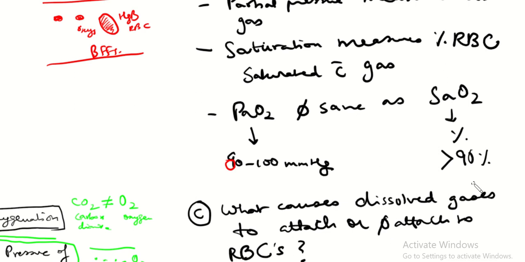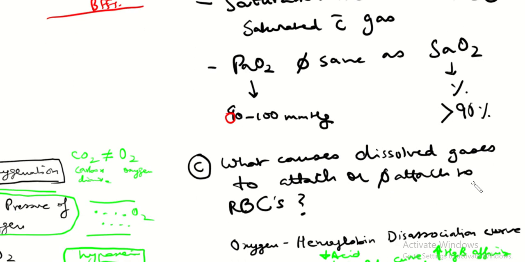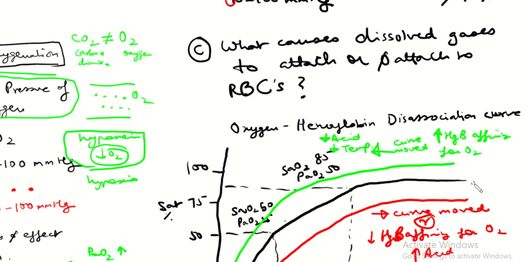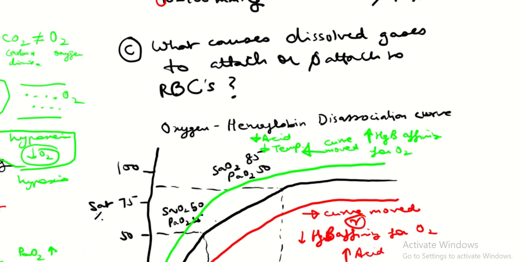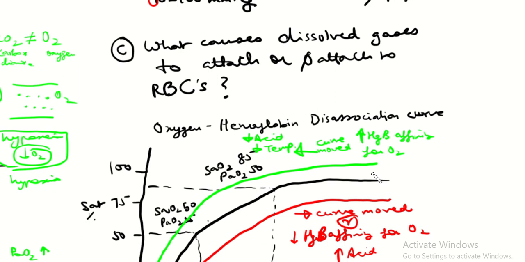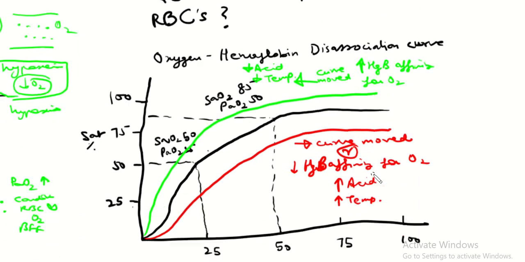Saturation is greater than 90%. So what causes the dissolved gases to become attached to the red blood cells? This is a concept called the oxyhemoglobin dissociation curve. Ooh, that sounds fancy. The easy way to look at this is very simple: when do oxygen and hemoglobin become BFFs, best friends, and when do they divorce?